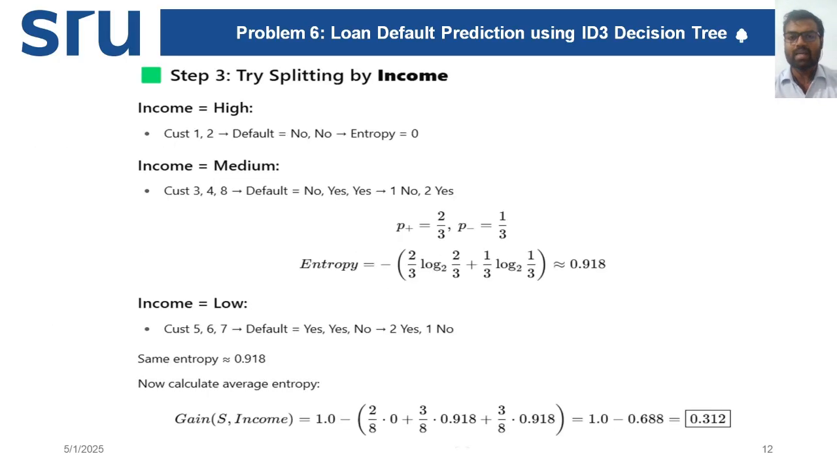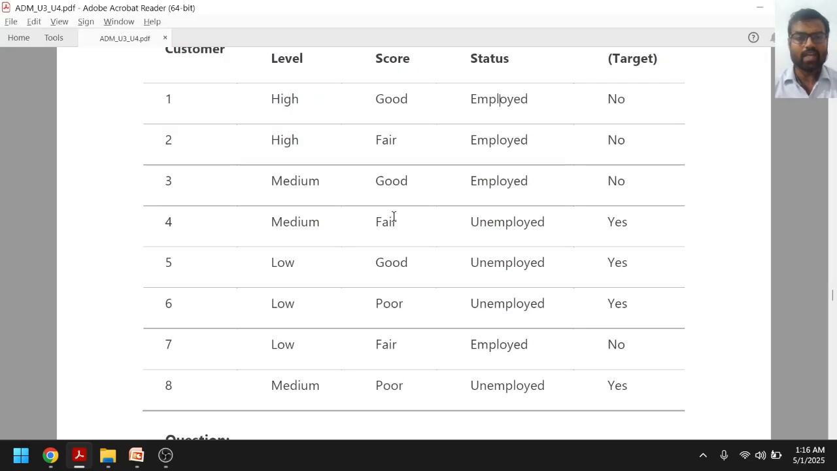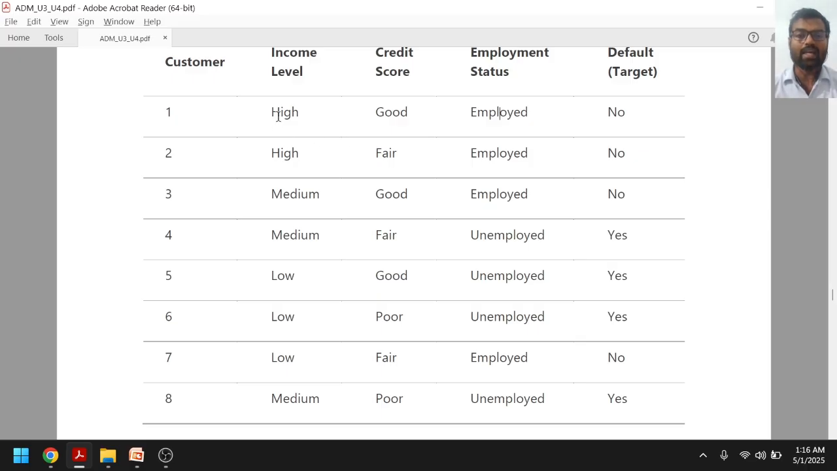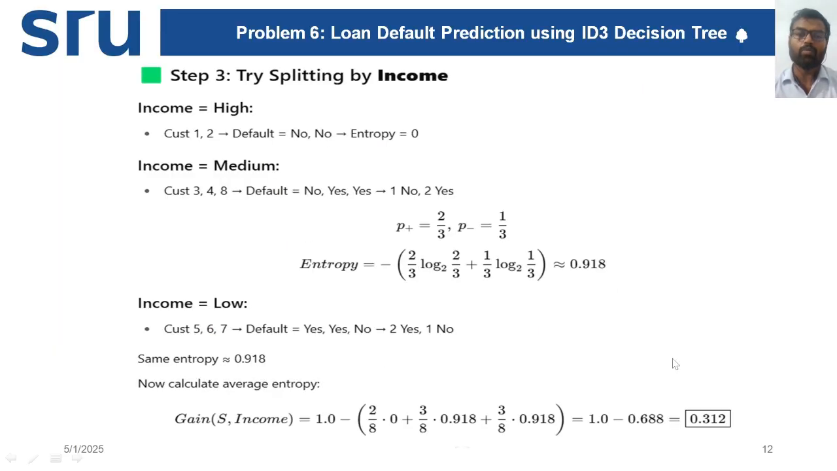If you are looking at income, you can do the same with income. Where is the income? This one. For high, where is the high? That's it. High has two no's. Very good. Medium has no, yes. This is totally impure. Are you observing? Again, low has yes, yes, no. Again, lows are impure. And medium has no, yes, yes. Again impure. So you are observing what you are doing. Your income is not the root node because a lot of impurities are there. You observe what I'm saying, but you can do the same thing like that.